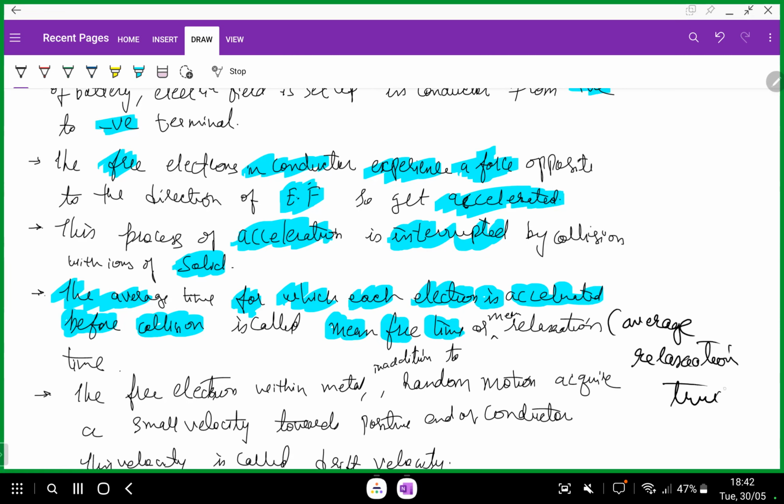Relaxation time. You can mention there, average relaxation time. You write this. So it is called average relaxation time: the time taken between two successive collisions. That is your average relaxation time, not just ions. You can understand this, right? You can take it as molecules also, not a problem.